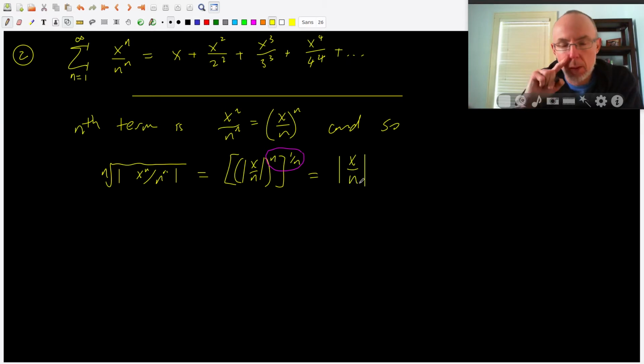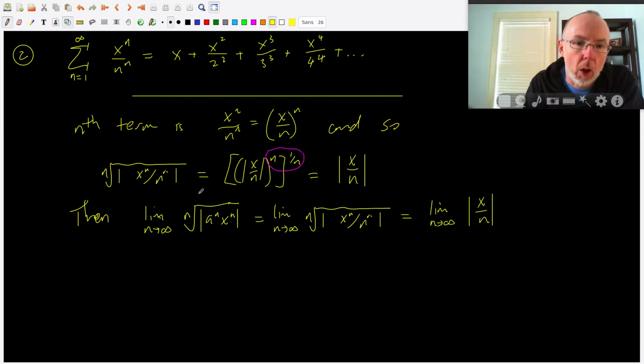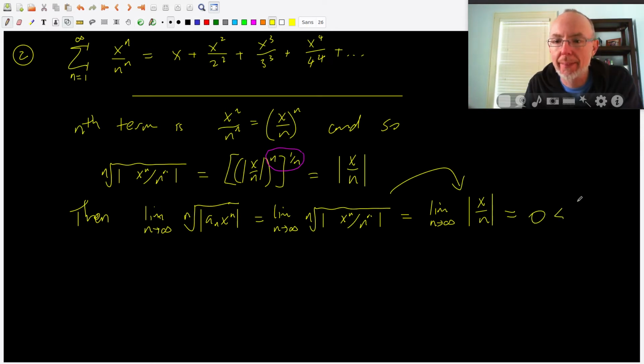so this just leaves the absolute value of x over n. And then the root test tells you to look at the limit of that as n tends to infinity. So the limit as n tends to infinity of the nth root of the absolute value of the nth term, a sub n, x to the n. What we end up with is what we just calculated, which was the absolute value of x over n. And in the limit, that's 0, and that's less than 1.